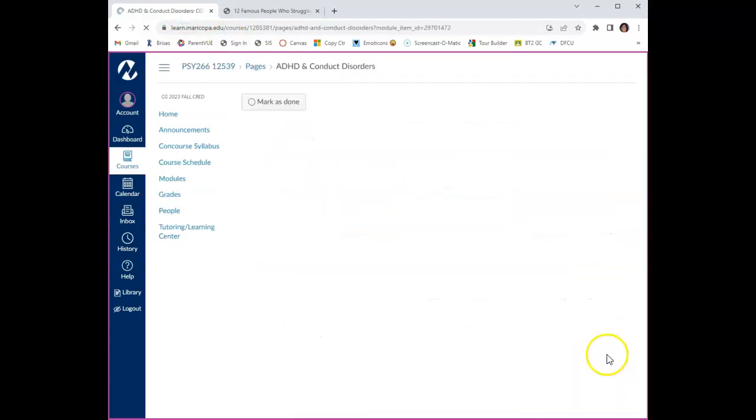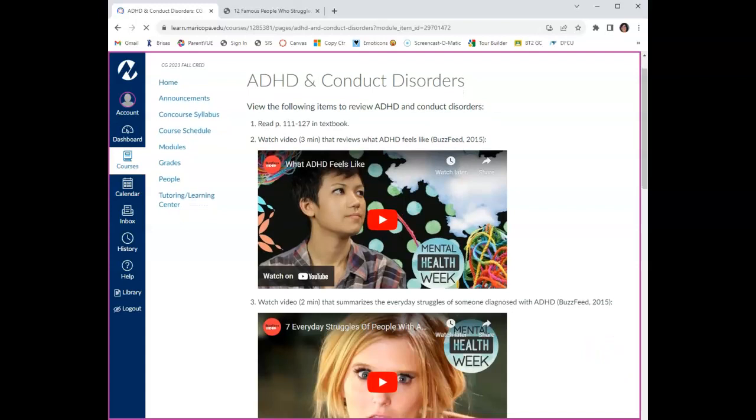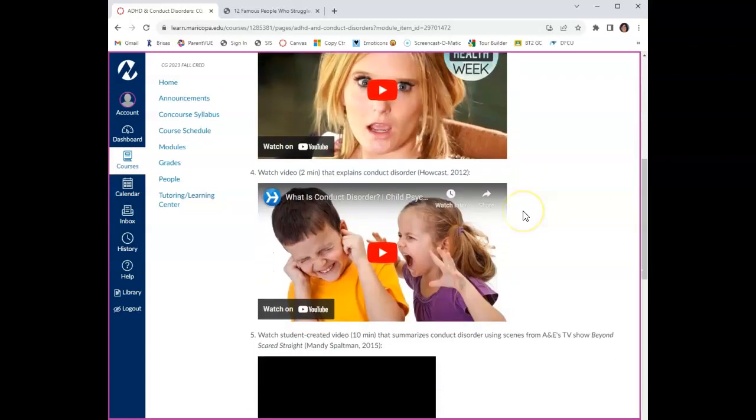Now, the fourth section this week is ADHD and conduct disorders. Most students incorrectly describe ADHD as just ADD, or someone who just can't focus. You will learn this week that there are 3 subtypes: inattention, hyperactivity or impulsivity, or a combined type with both inattention and hyperactivity. Also covered in this section are conduct disorder and oppositional defiant disorder. Please read the designated pages in the textbook and watch these assigned videos.